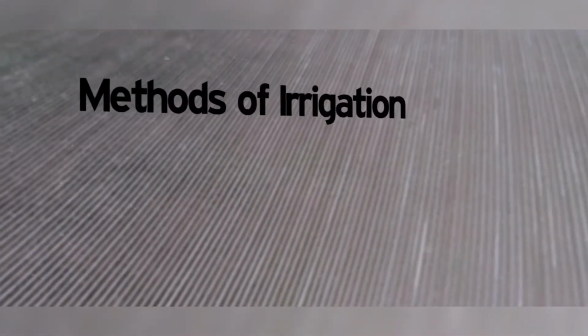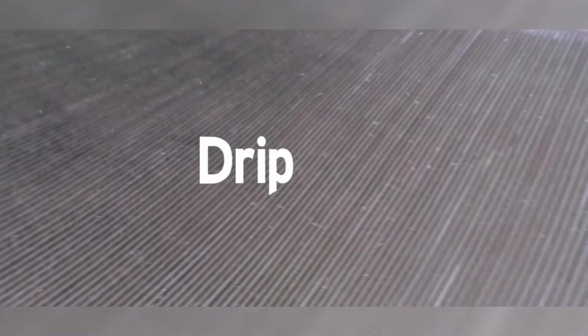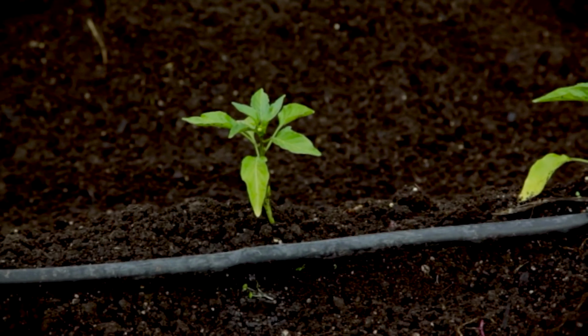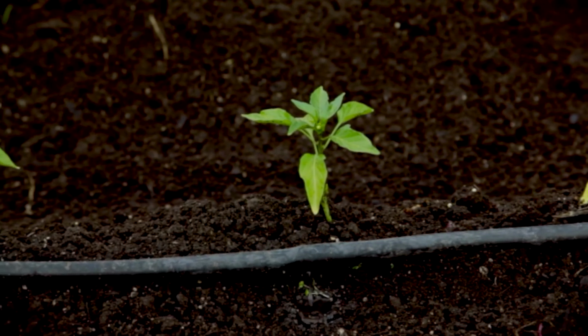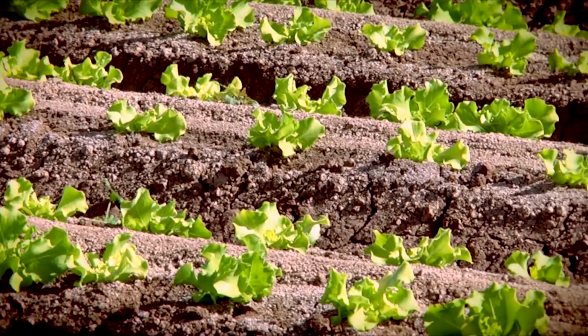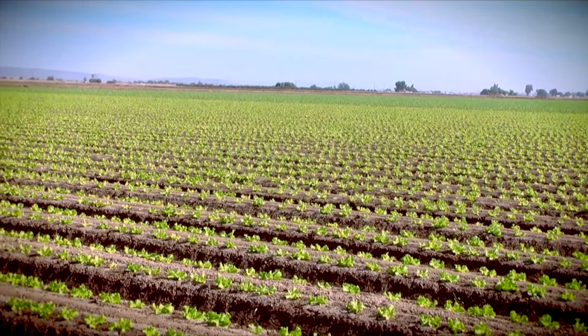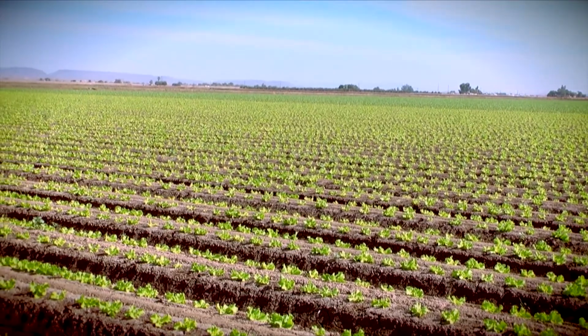The last commonly used irrigation practice is drip irrigation. This method has many benefits. It can decrease water use by not wetting the entire field and reduce weed growth, since these non-wetted areas of the field will not promote significant plant growth.